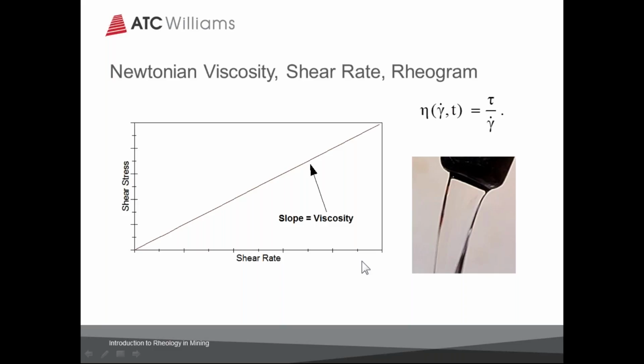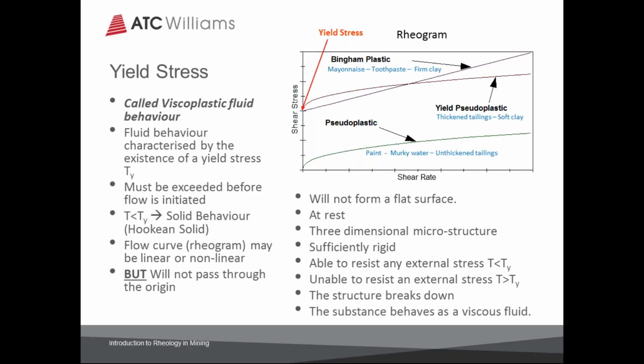Let's just go back to what I said near the beginning. What is a simple fluid? The relationship between shear stress and shear rate is a straight line passing through the origin, and the ratio is defined by physical definition as the viscosity of the material. So that's a simple material, and that is typical of water, oil, materials like that. Once we start to get into mining slurries and suspensions, we have to start dealing with, as I said earlier, the yield stress.